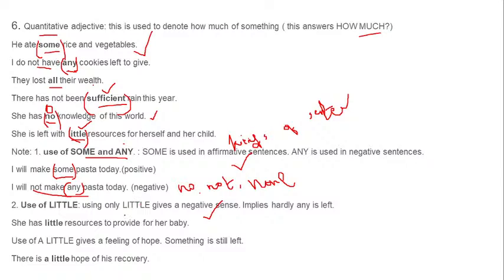Only little. There is no article along with little. Okay, pay attention. There is no article. There is only the word little. She has little resource to provide for her baby. But when it is changed to a little, it immediately changes.